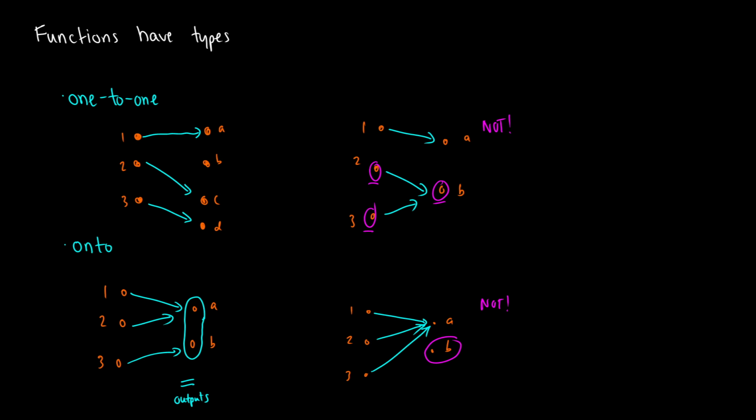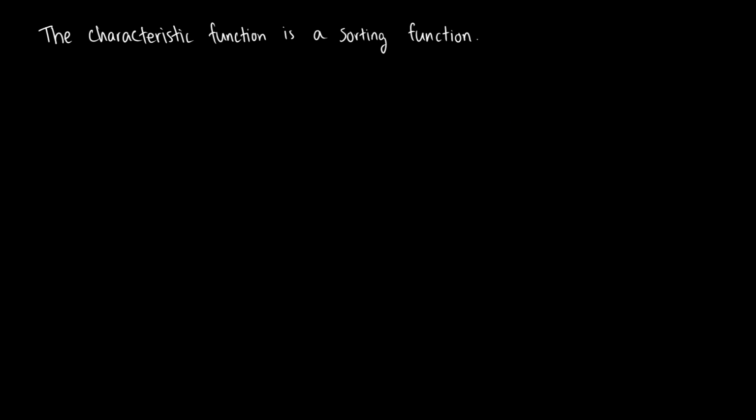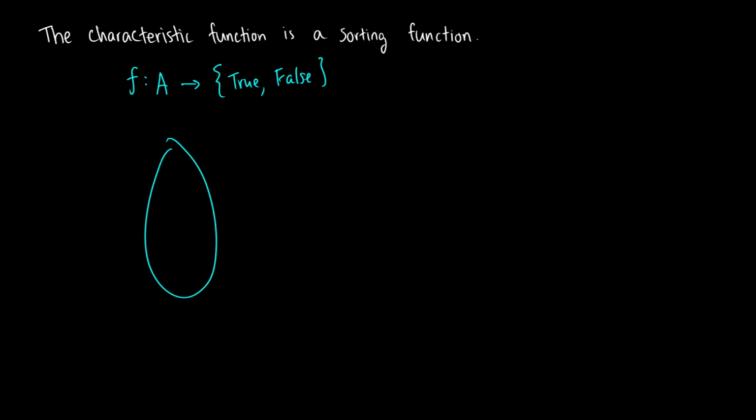Now, the last important thing with functions to talk about is the characteristic function. Now, this is a sorting function, and we can think of it like this. It's a function that sends objects to one of two things, true and false. So what this means is that if we have two sets of things, the only possible outputs that we're getting are either going to be true or false. So I like to think of characteristic functions as sorting functions.